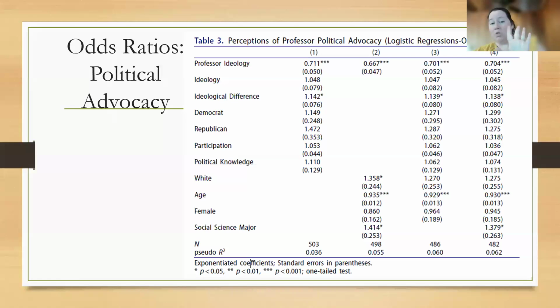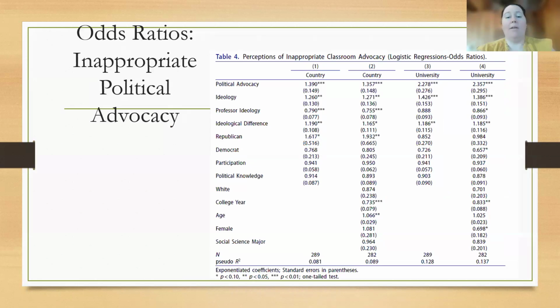Now I want to switch forward. This was just straightforward political advocacy views of it within the classroom. Now let's look at how inappropriate folks see this. Many of the same things are being endorsed here. If the professor is viewed as being more liberal, they are seen as having more inappropriate classroom advocacy. If they have more perceived advocacy, period, within the classroom, they're more likely to be perceived as it being inappropriate. Differences in ideology are coming up here as well. So more differences in ideology, more likely to see things as inappropriate. The same factors as before, how old you are, how long you've been in college, that sort of thing. And this is happening in perceptions at the college level, but also at the US level as well.